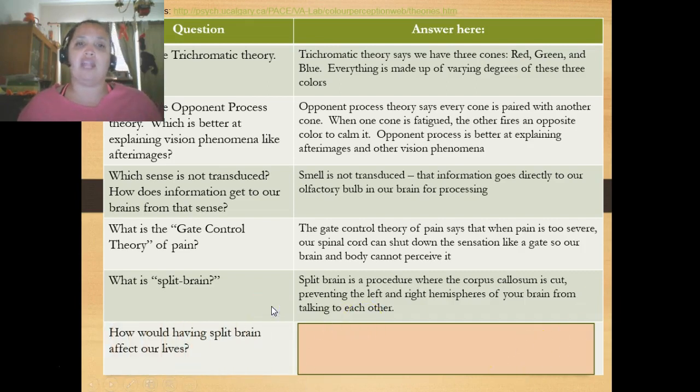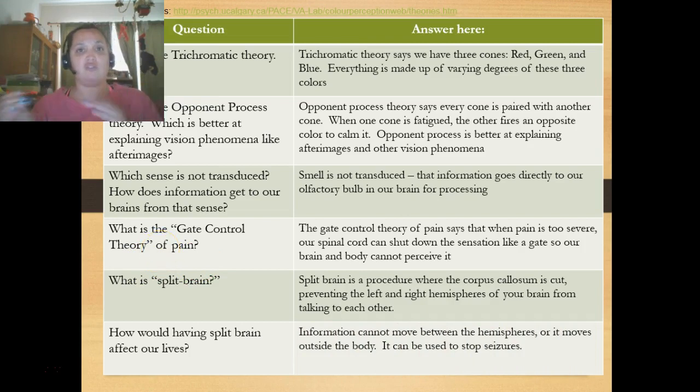But how would split brain affect our lives? Well, when I write something, I pick up the pencil with my right hand. I'm right-handed. If I want to write with my left hand, which I can do, but it's very slow, the information actually travels from my left brain over into my right brain to tell my left hand what to do, through the corpus callosum. But if it's split, I might actually have to have my right hand grab my left hand and guide it because all that information is stuck over here, and it can't travel. So split brain affects our lives because it would stop us from being able to move information back and forth.